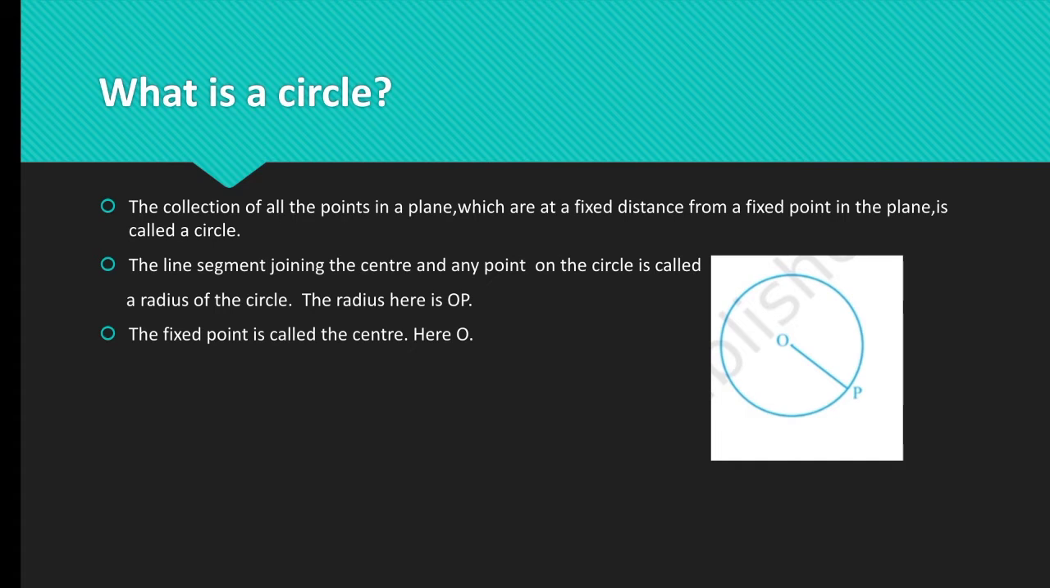The line segment joining the center and any point on a circle is called the radius of the circle. The radius here is OP. So OP is the radius of a circle, which is a line segment joining the center of the circle with any point on a circle. The fixed point is called the center. Here it is O. So the fixed point is O.